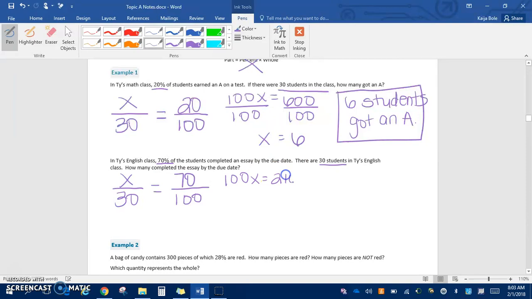So again, when we cross multiply, we get 100x equals 2100. We divide by 100, and we get x equals 21. So we would say that 21 students completed the essay.